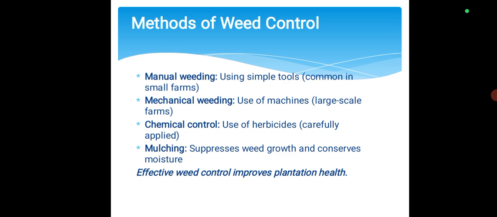This involves the use of simple farm tools. It involves physical removal of weeds using simple tools such as cutlass, hoes, and knives. This is the most common method, especially among subsistence farmers. It is suitable for small-scale plantations where mechanization or commercial farming is not available. It also allows for selective removal of weeds without damaging the oil palm roots.